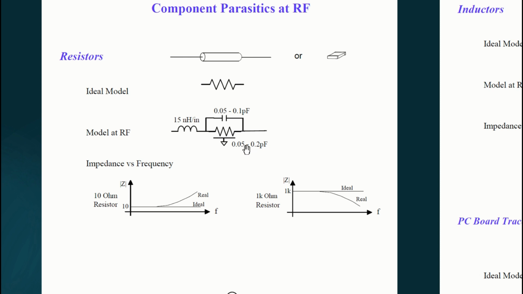What about the capacitances? Well, if you've got a 10 ohm resistor, the reactances of the capacitances are probably several hundred ohms or more, even at a gigahertz. So we can kind of ignore those. So it's not as complicated as it looks.